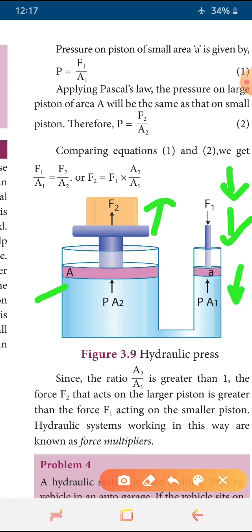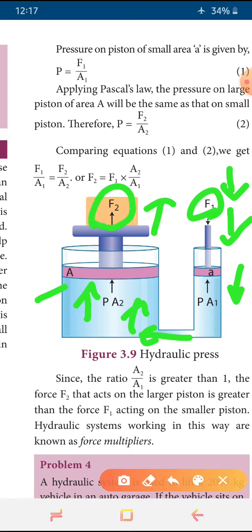Now this piston is moving down, so pressure P is applied through this liquid. That pressure is transmitting throughout the liquid. Due to the pressure, this piston A2 is moving upward. So we are giving a small force at one end. This small force will raise a huge force in the upward direction because of the equal pressure. This is the explanation for the hydraulic press.